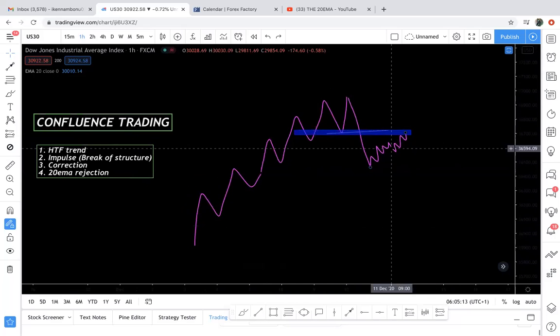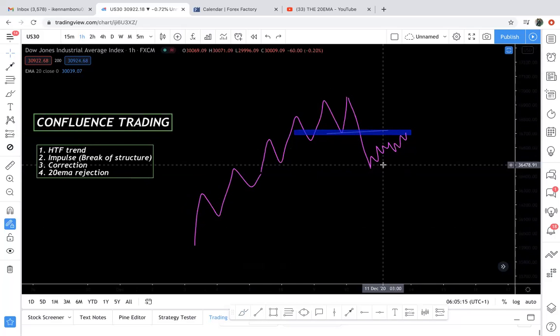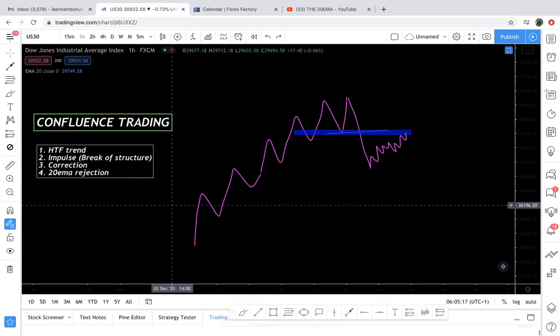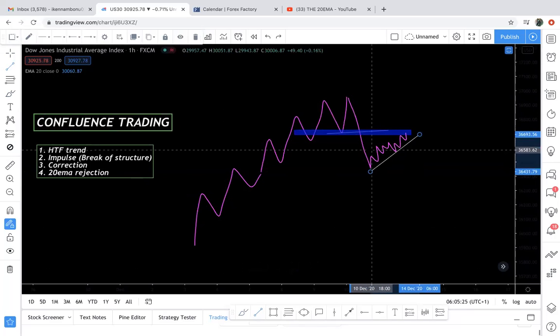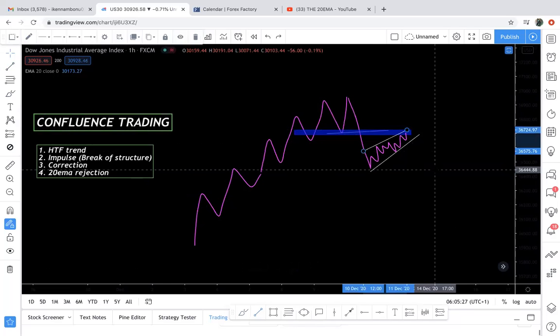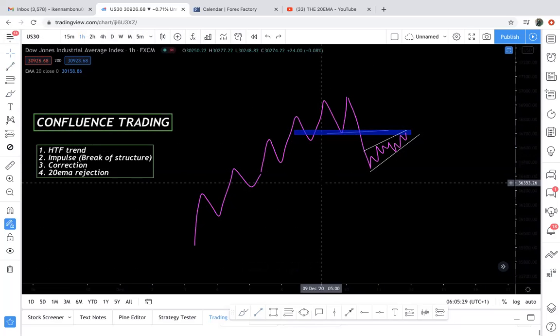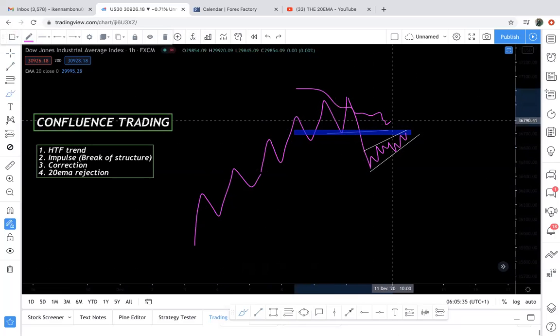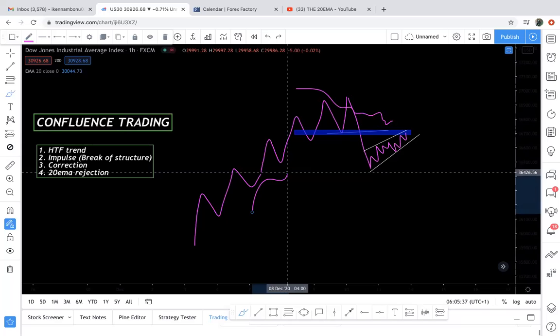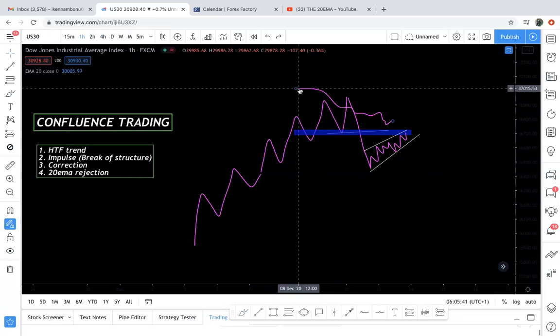So while we're having this correction, I'll be looking for an entry using the 20 EMA, so that is the last one for my confluence. So when my flag has two touches, it's giving me a heads up that, oh yeah, we are correcting. That's a nice flag. Then we have the 20 EMA. Let's say the 20 EMA came all the way from here. It usually comes from, let me change the color so it won't confuse us.